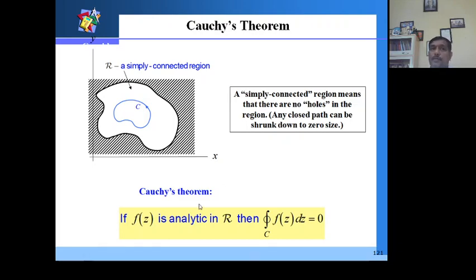If the function is analytic, we already know that it satisfies the Cauchy-Riemann equations. What are the Cauchy-Riemann equations in Cartesian form? Because f(z) can be expressed as u plus iv, where u and v are functions of x and y, we have ux equal to vy, that is, dou u by dou x equals dou v by dou y, and dou u by dou y equals minus dou v by dou x. That is the Cauchy-Riemann equation in Cartesian form. Using this concept, we can show that the integral over c of f(z) dz is equal to 0.